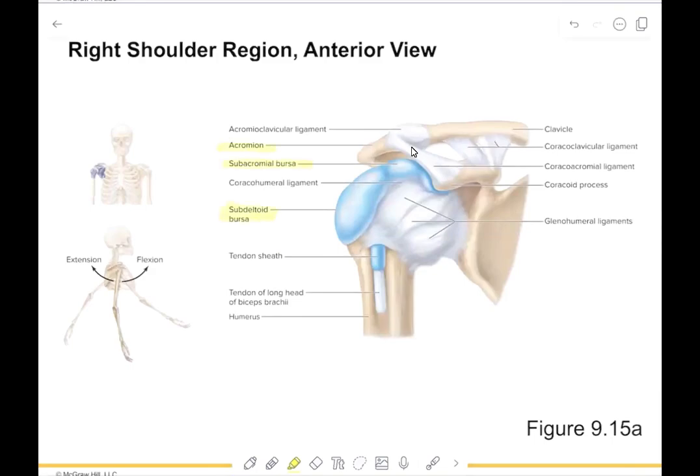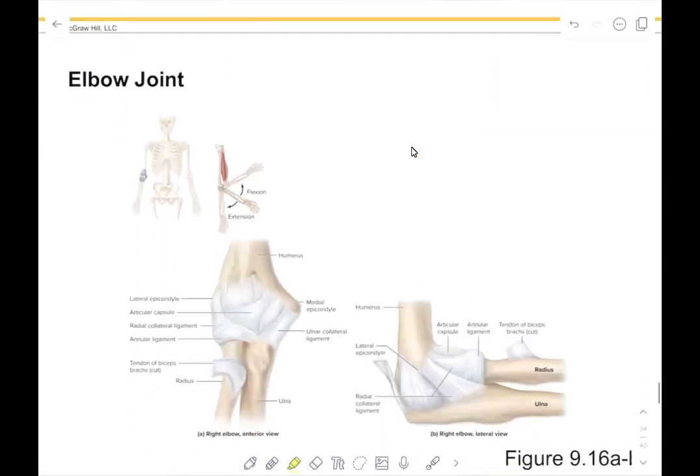Looking at our glenohumeral joint, we can see the acromion, some of the various bursa. Here, for example, the subdeltoid bursa, a tendon sheath, glenohumeral ligaments, and then finally, the head of the humerus, which you can't see in this diagram, is fitting into the glenoid cavity. So it allows for flexion and extension, but also other movements as well.